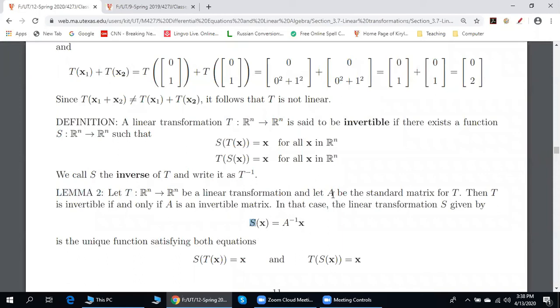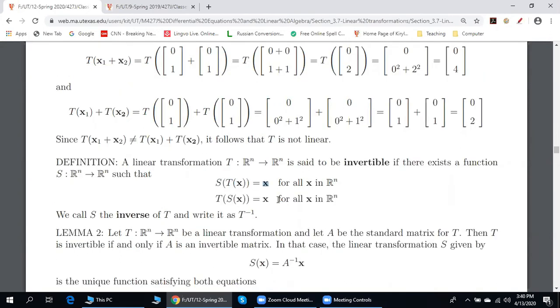What is A? It's the standard matrix, T of x is equal to Ax. Conclusion: linear transformation T is invertible if and only if its standard matrix is invertible, which means the determinant of this matrix is not equal to 0. Any questions here? So the inverse transformation is equal to the inverse matrix times x.